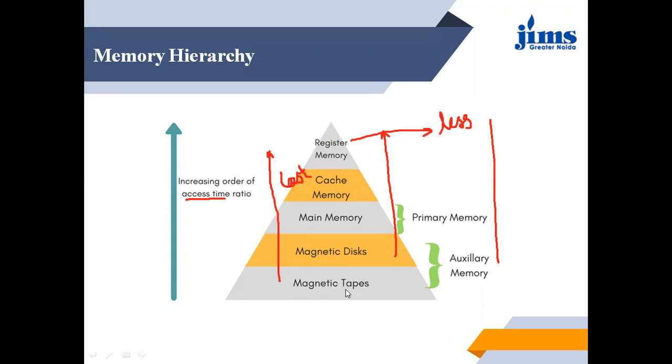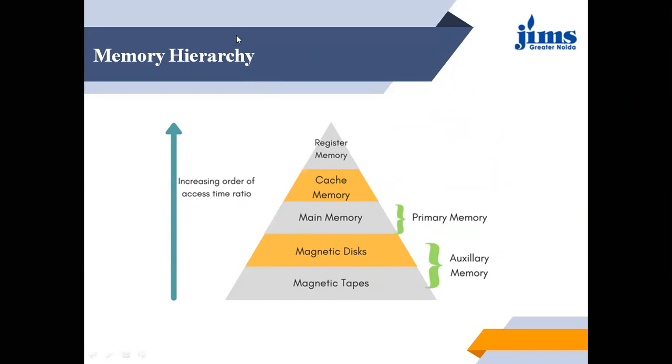So basically, there are two things concerned with the memory hierarchy. First one is access time, second one is cost, and third one, we can say, is efficiency. Efficiency is always more in case of register memory and cache memory. So this was the classification of memory based on their cost and storage.